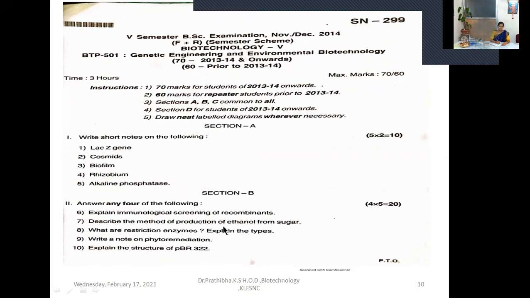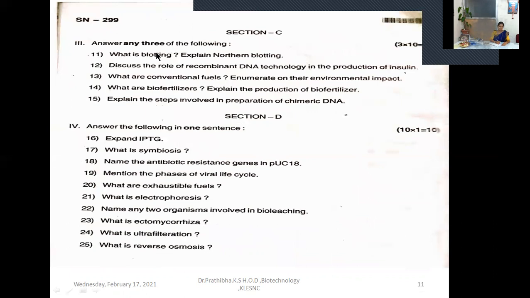Describe the method of production of ethanol from sugar. What are restriction enzymes? Explain the types. Write a note on phytoremediation. Explain the structure of pBR322. Answer any three of the following. What is blotting? Explain northern blotting.